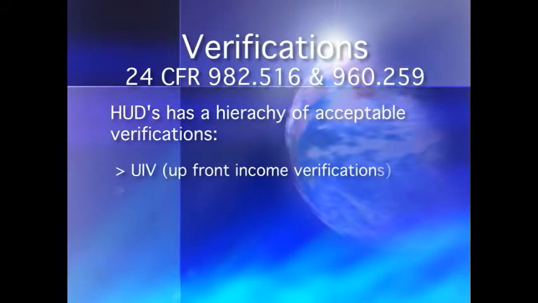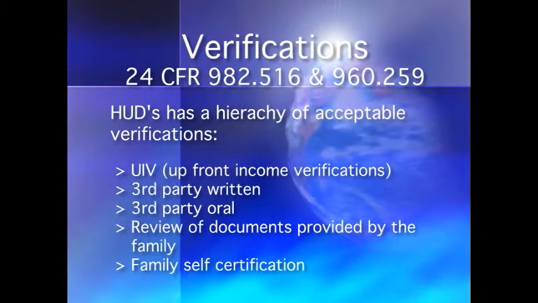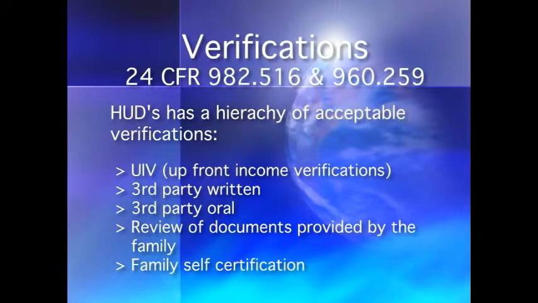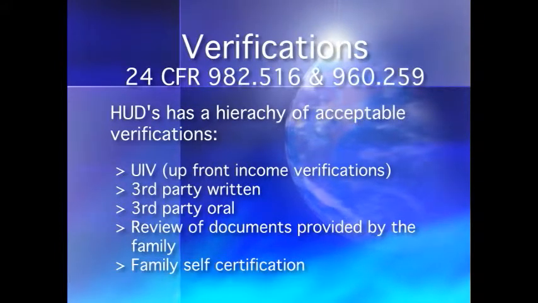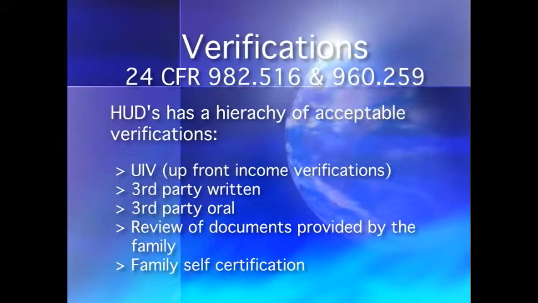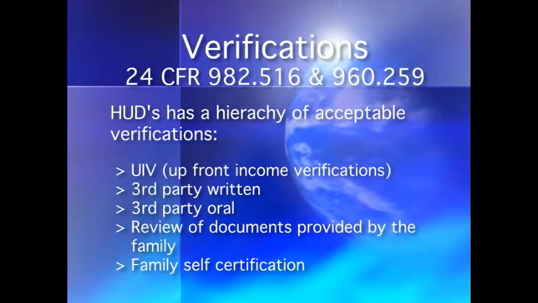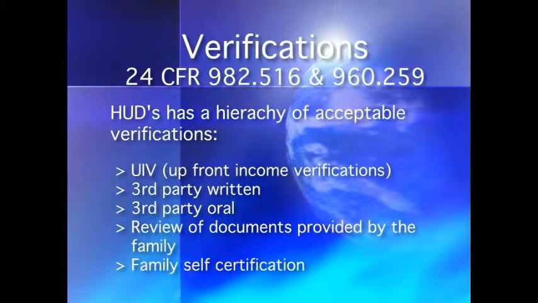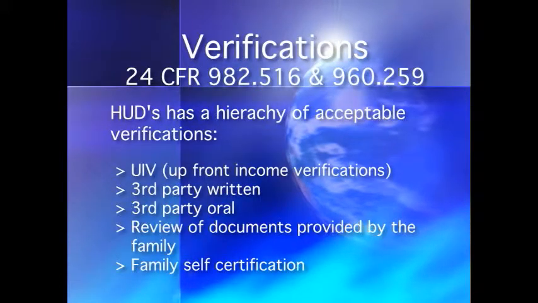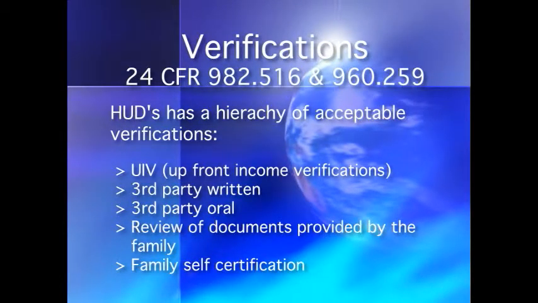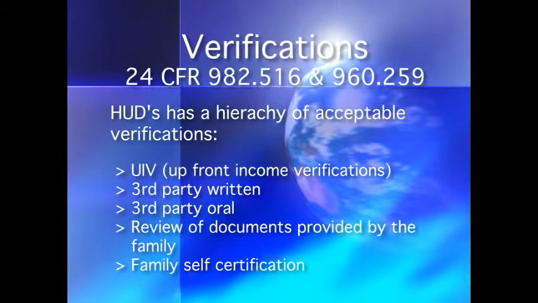HUD has a hierarchy of acceptable verifications. The first one is UIV, which is your upfront income verifications. Next, we have third-party written verification, then third-party oral verification, with review of documents provided by the family next, and our least preferred method is the family self-certification.